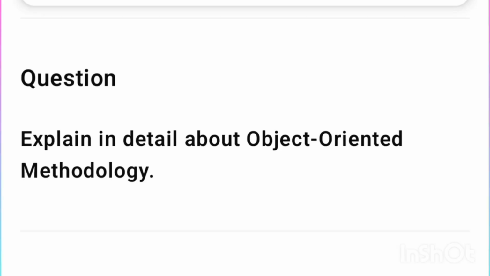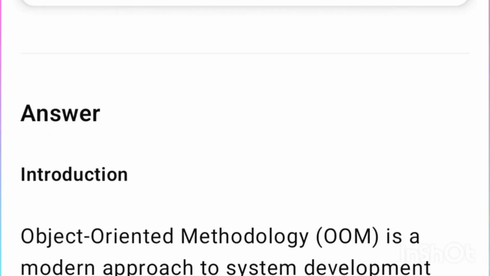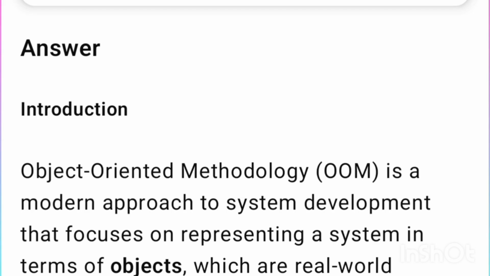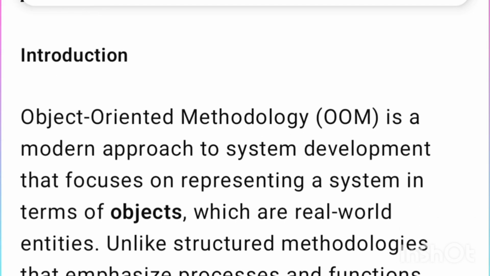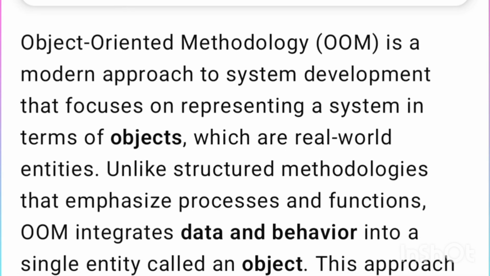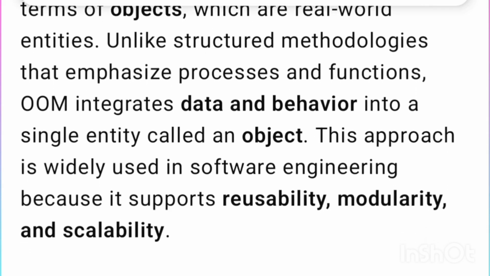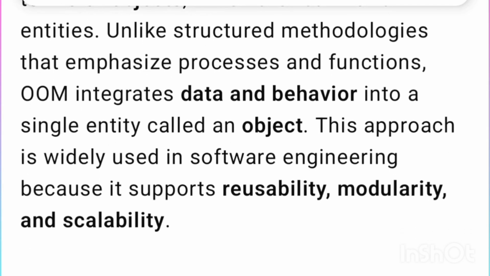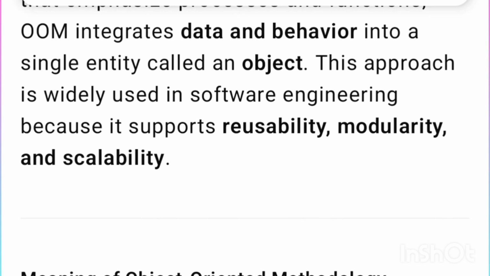Explain in detail about object-oriented methodology. Introduction. Object-oriented methodology (OOM) is a modern approach to system development that focuses on representing a system in terms of objects, which are real-world entities. Unlike structured methodologies that emphasize processes and functions, OOM integrates data and behavior into a single entity called an object. This approach is widely used in software engineering because it supports reusability, modularity, and scalability.